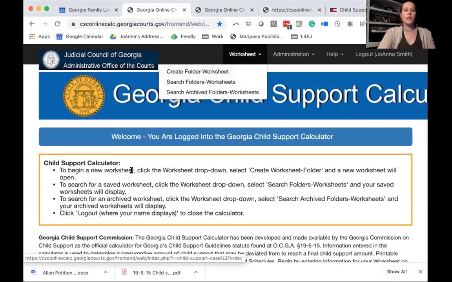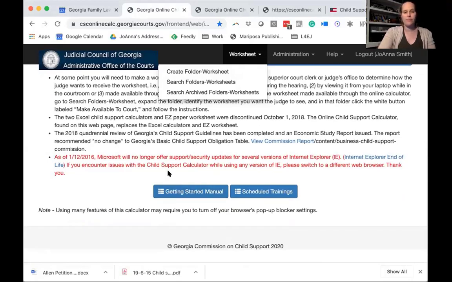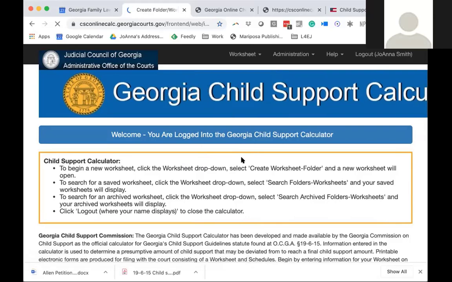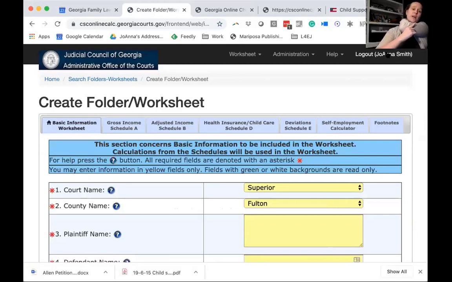So to do a new worksheet, they actually have fairly good instructions on here, so you can get the manual, and you can attend a training if you want more, but this is basically how to start. You're going to create a folder. And a quick question, I noticed that you logged in. Do you have to create a profile and everything? Yes, it's free to do though. So pro se people can set one up too.